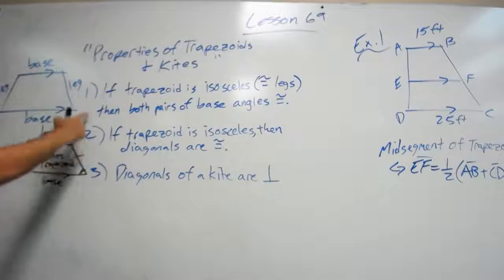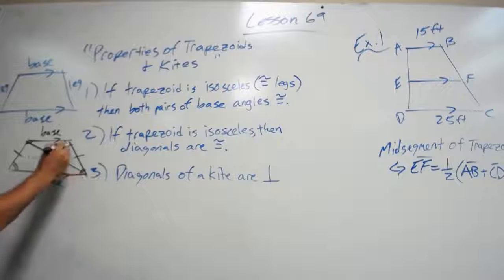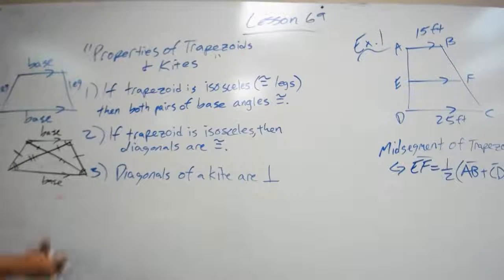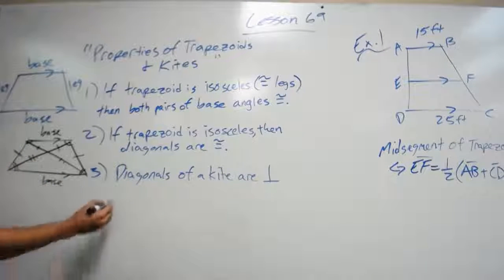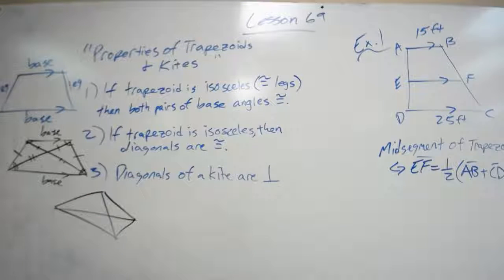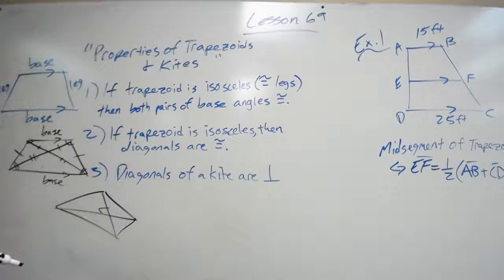There's property 1. Property 2 says if a trapezoid is isosceles, then the diagonals are congruent. So if I draw diagonals, boom, these are congruent. And then the third one is actually for a kite. If you have a kite, then its diagonals are perpendicular. I'm kind of jumping around in this lesson, but to me, just going over the properties first made sense.